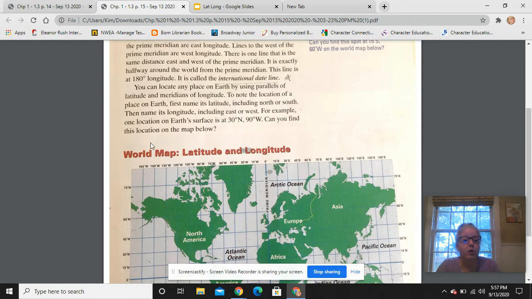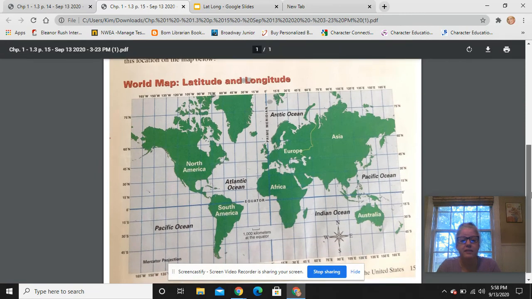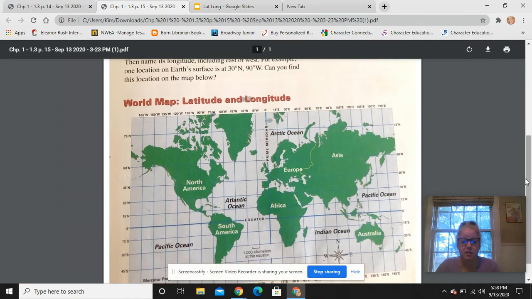For example, one location on Earth's surface is at 30 degrees north, 90 degrees west. Can you find this location on the map below? So let's take a look at our map. 30 degrees north. That tells me that this line of latitude is going to be north of the equator. So if I come over here, 30 degrees north, so it's going to be this line.